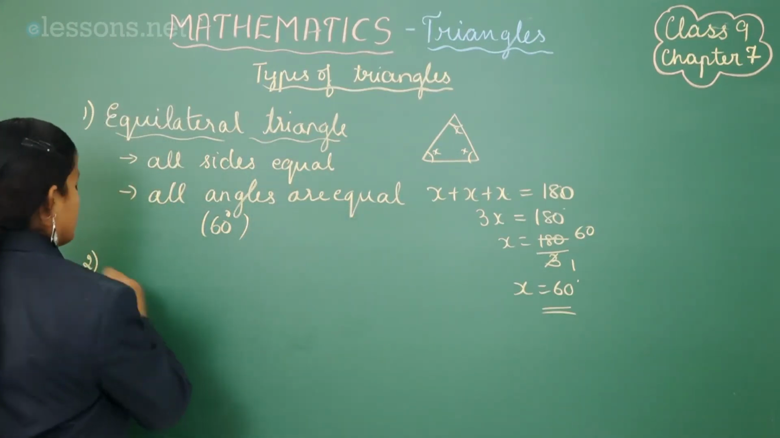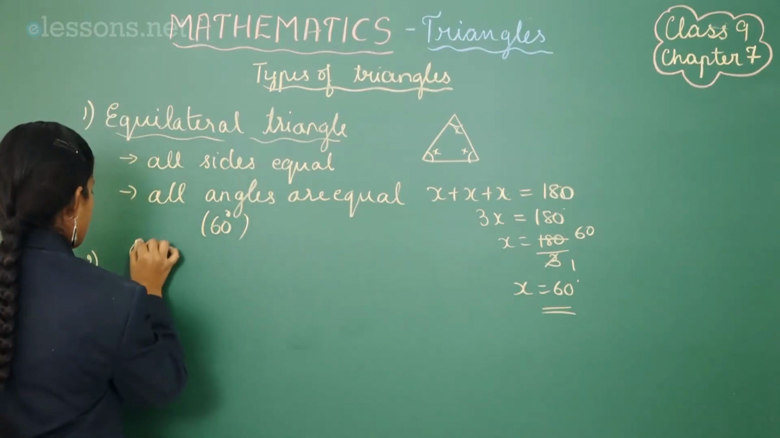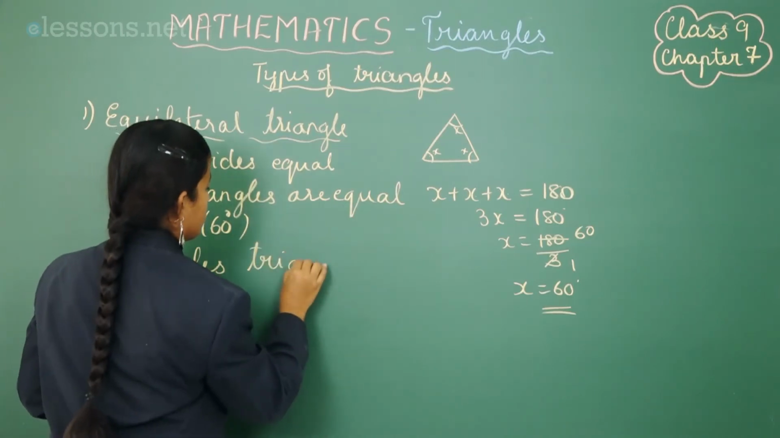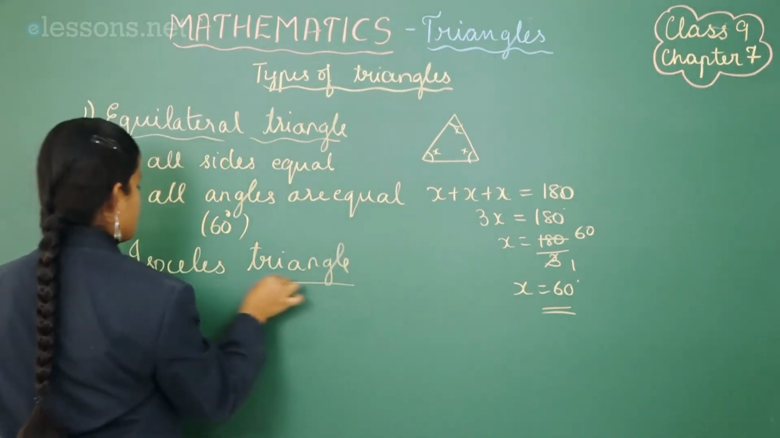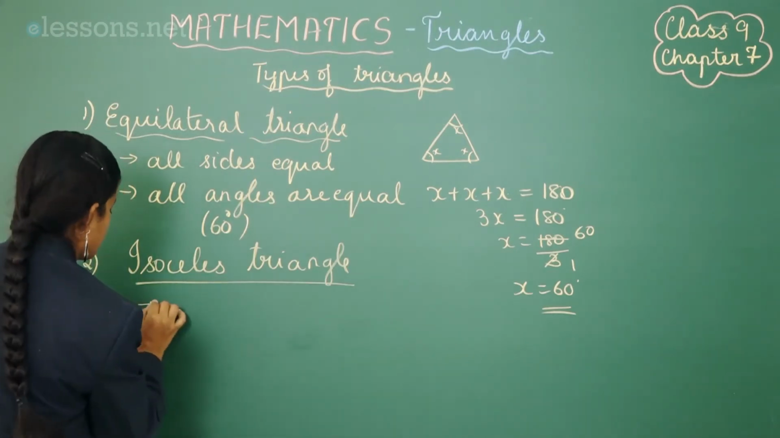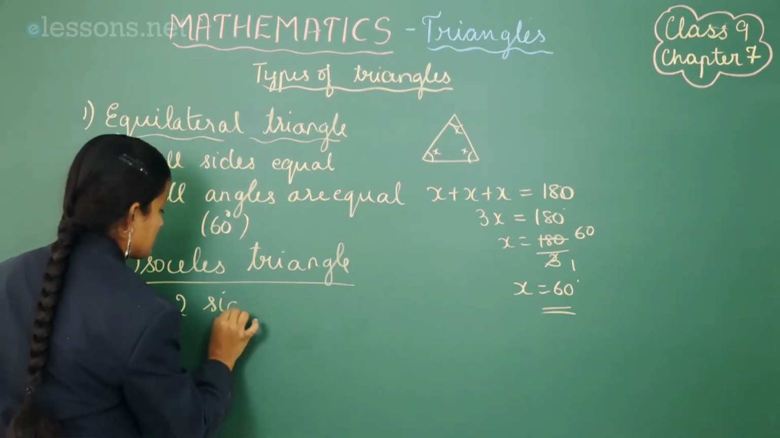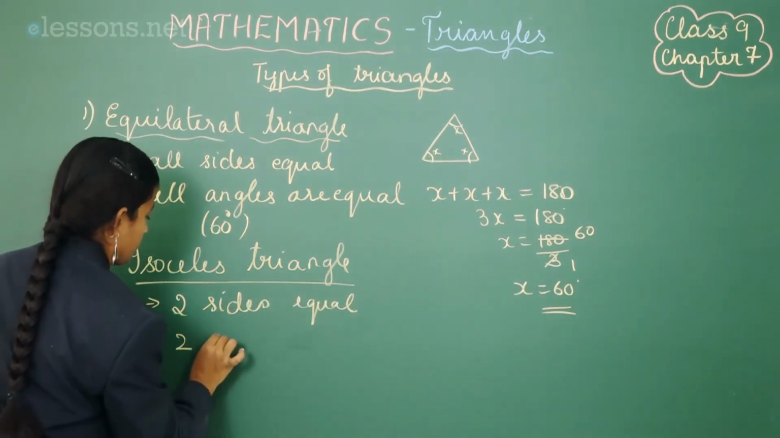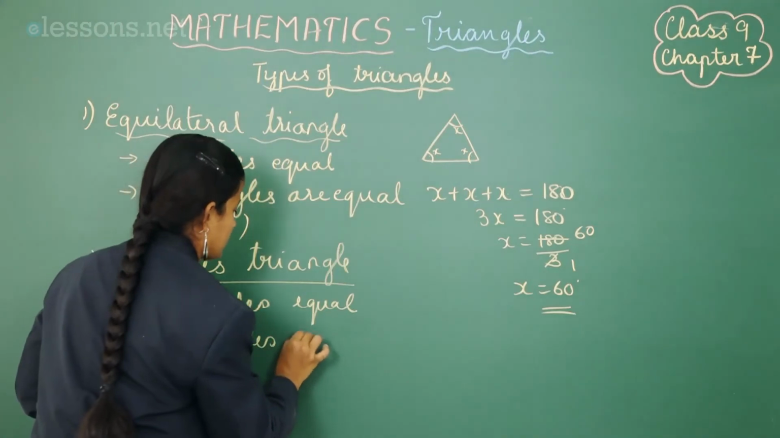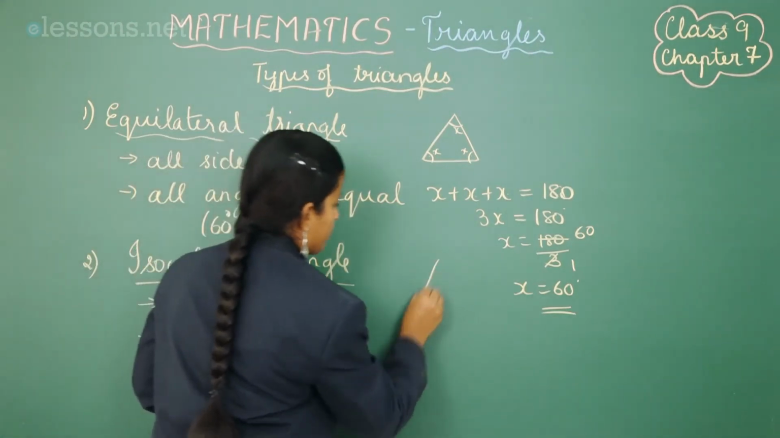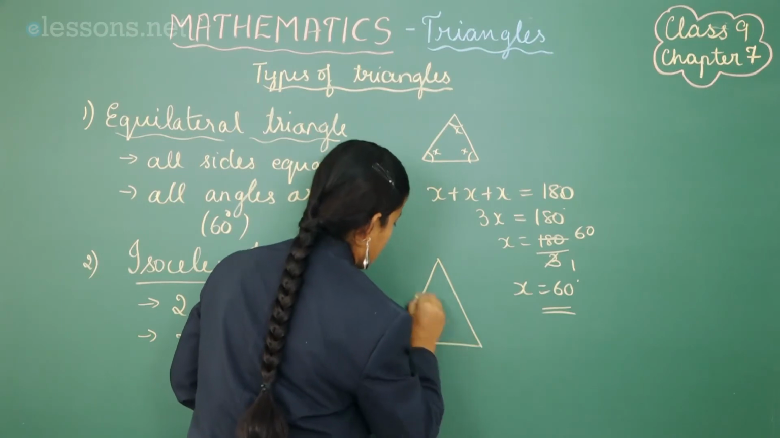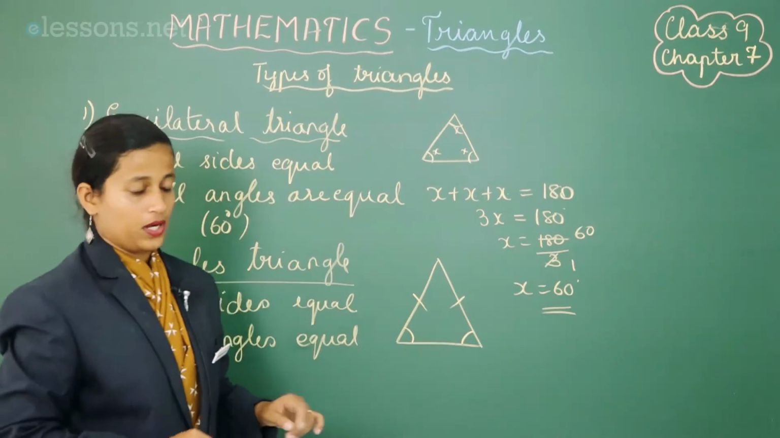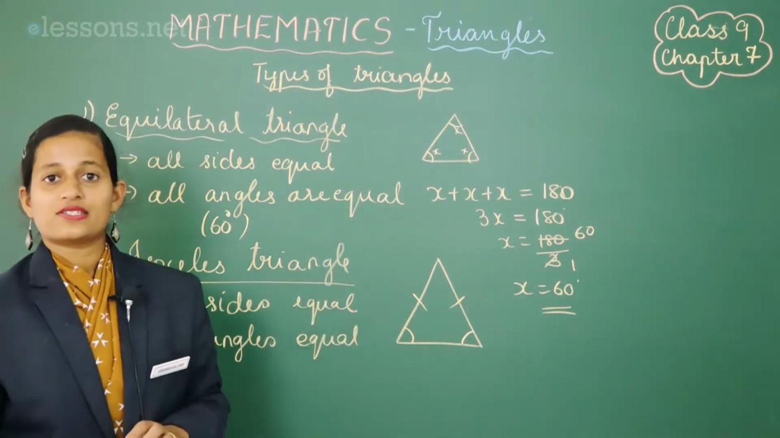The second one is the isosceles triangle. What is the meaning of isosceles triangle? In an isosceles triangle, 2 sides are equal and 2 angles are equal. If you have a triangle like this, these 2 sides are equal and these 2 angles are equal. So this is an isosceles triangle.